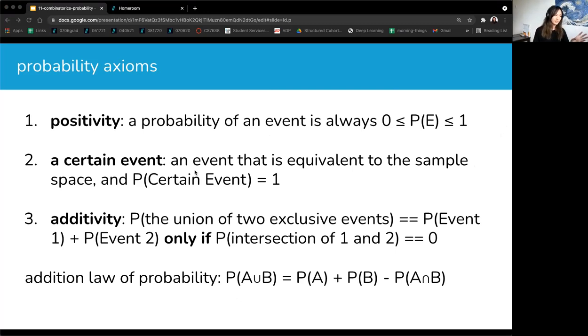A certain event: if you have an event that is equivalent to the sample space, the probability is 1. An example of a certain event is, what is the probability of rolling a number between 1 and 6 on a 6-sided die? That is a certain event, and the probability of that is 1. And then there's additivity. The probability of the union of 2 exclusive events is equal to the sum of the probabilities of both events only if the intersection is 0.